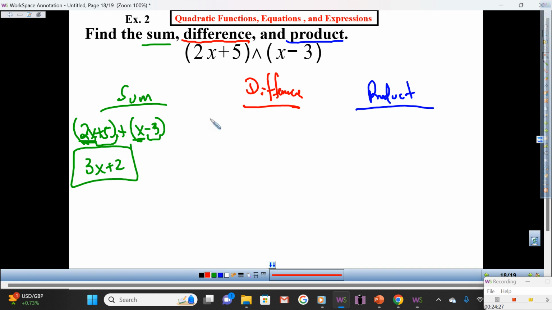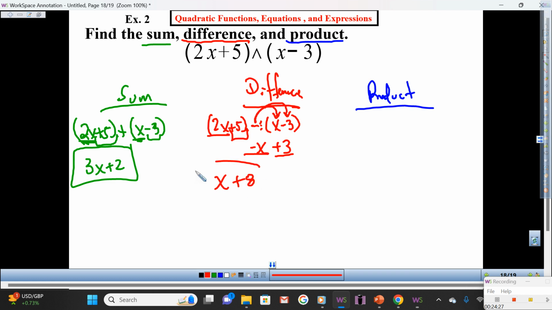Let's go to the difference. 2x plus 5 minus x minus 3. This one is where it gets a little tricky. What is the invisible number next to the negative? A 1, so we're going to distribute the negative 1 in here and here. So this becomes negative x plus 3. Now we combine. What is 2x minus 1x? x. What is 5 plus 3? 8. And that's the difference.